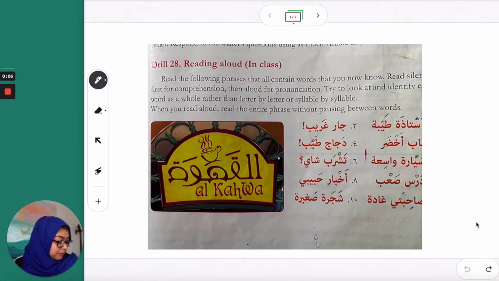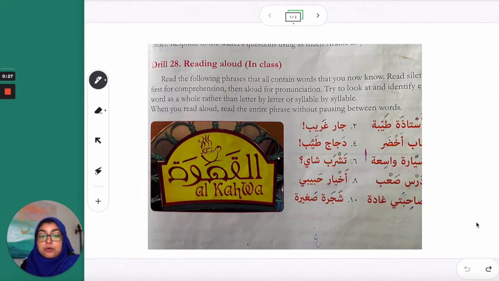So if you've got your book, go ahead and open up to page 144. This is the end of Unit 6. Okay, so we're looking at drill 28. What I would like for you to do is pause this video and practice reading drill 28 on your own. Once you've practiced reading it, then come back and go through it with me.